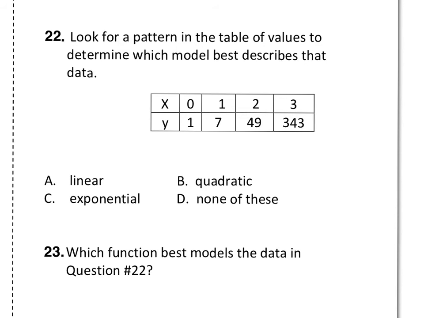Number 22, look for a pattern in the table of values to determine which model best describes that data. So as I look at my table, I can see that the x values are all increasing by 1 and the y values are being multiplied by 7. So I know that this example will have to be exponential. If it were linear, I would be adding or subtracting a certain amount. Quadratic would have common second differences, and exponential has a common factor, which is what we see here of multiplying by 7.